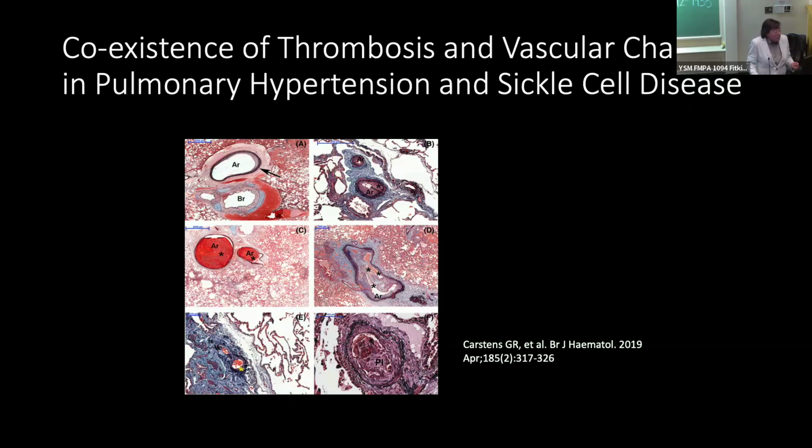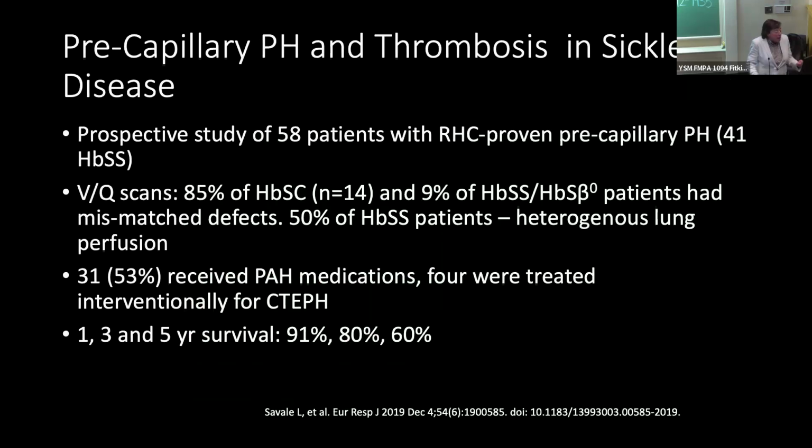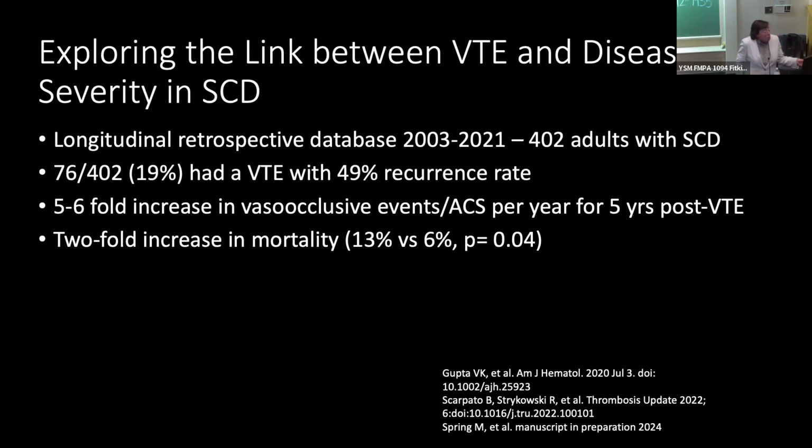So there's coexistence of both pulmonary arteriopathy and thrombosis in this population. The French group tried to look at this with clinical studies. They did a prospective study of 58 patients with right heart cath proven precapillary PH. 41 of them had hemoglobin SS disease, and VQ scans in this population were highly abnormal, particularly in those who had hemoglobin SC disease, to suggest that there's a chronic thromboembolic disease component of their disease. And so I'm going to talk about this more tomorrow at my research presentation.